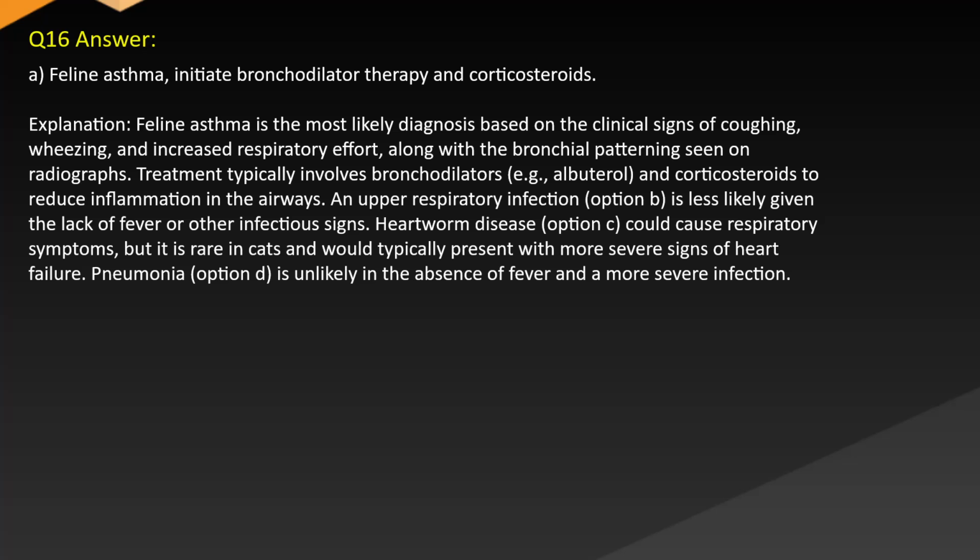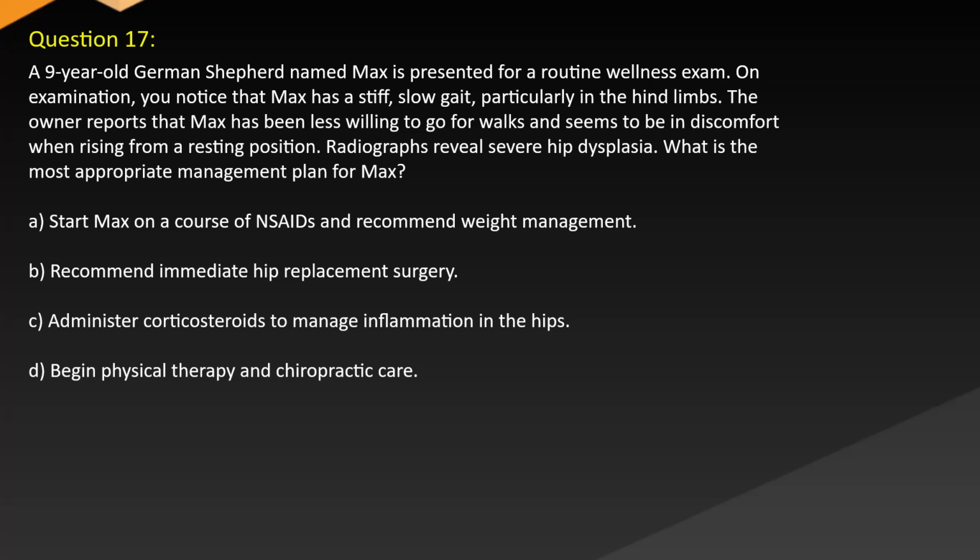An upper respiratory infection, option B, is less likely given the lack of fever or other infectious signs. Heartworm disease, option C, could cause respiratory symptoms, but it is rare in cats and would typically present with more severe signs of heart failure. Pneumonia, option D, is unlikely in the absence of fever and a more severe infection. Question 17. A 9-year-old German Shepherd named Max is presented for a routine wellness exam.